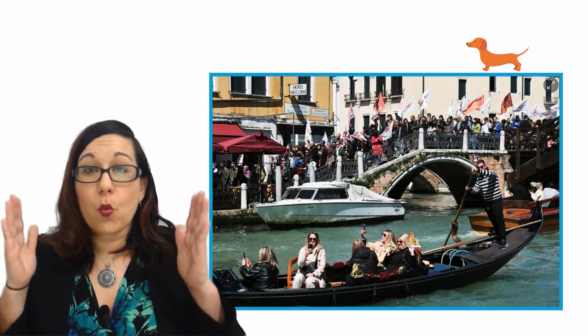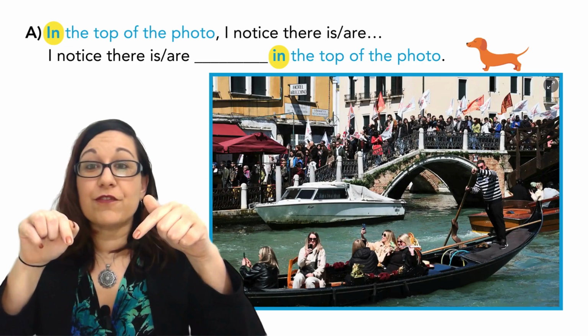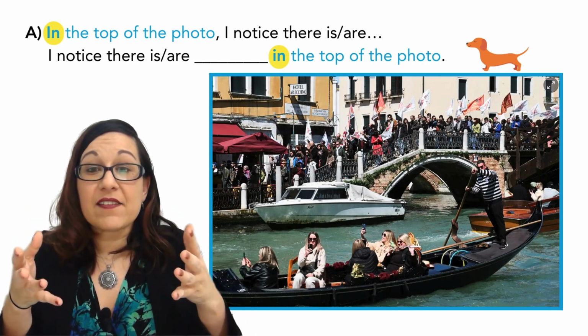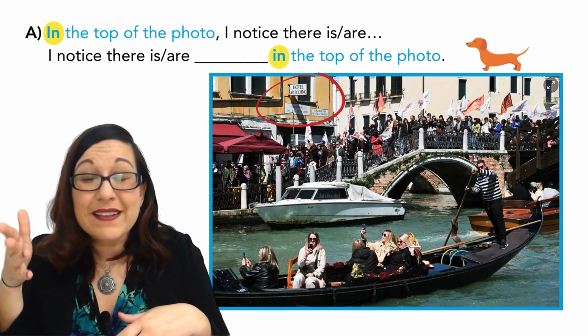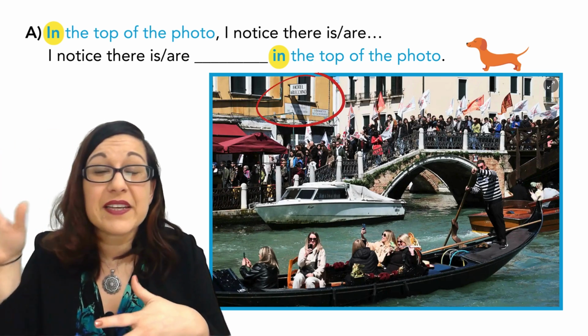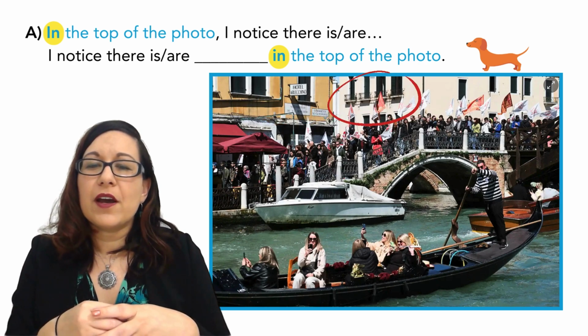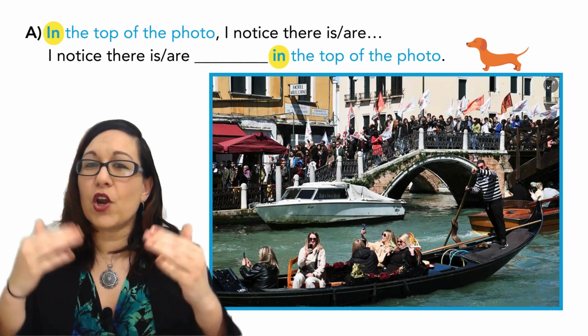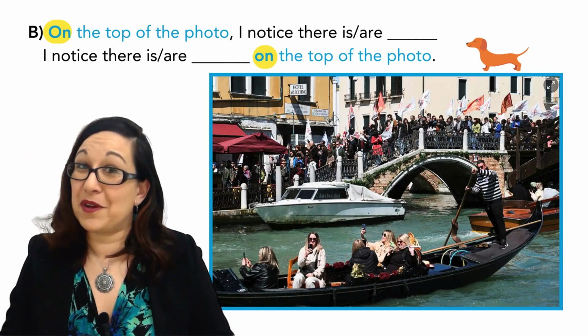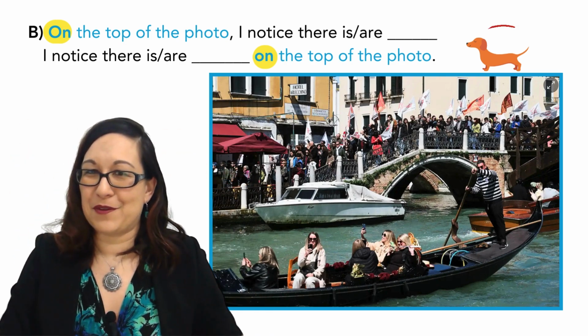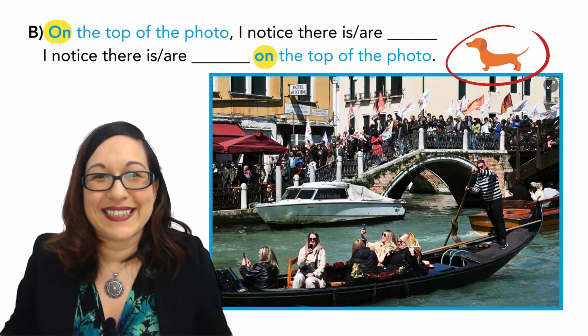Are you describing what you see in the photo? So in this case, in the top of the photo, I notice there are some street signs. You might say a balcony. But in the next one, we've got on, which means above the photo. So what do you see above the photo? That's going to have a really different meaning.